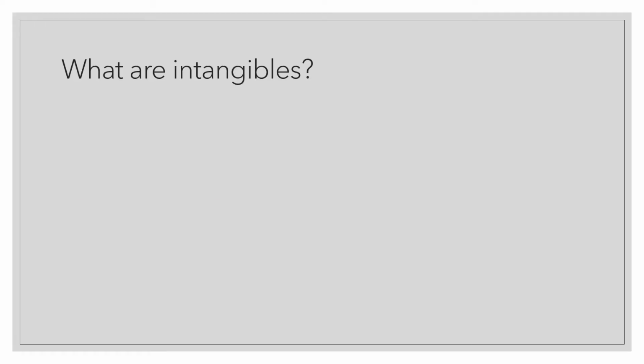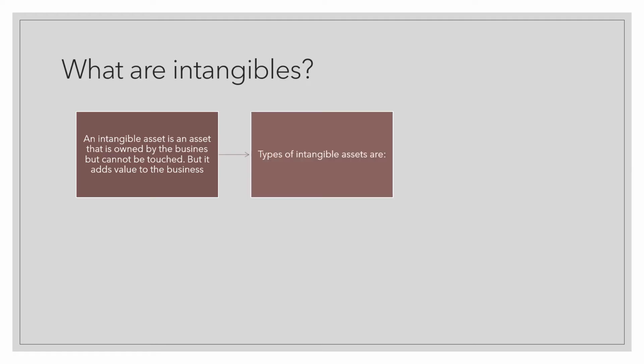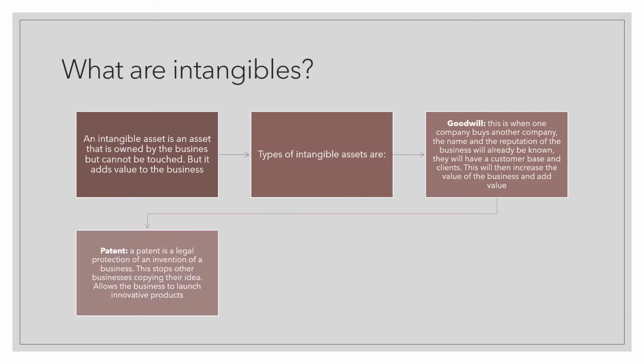What are intangibles? An intangible asset is an asset that is owned by the business, but it cannot be touched, but it does add value to the business. Types of intangible assets are goodwill. Goodwill is when one company buys another company, but the name and the reputation of the business is already known. So they already have a customer base and they already have clients. This will then increase the value of the business.